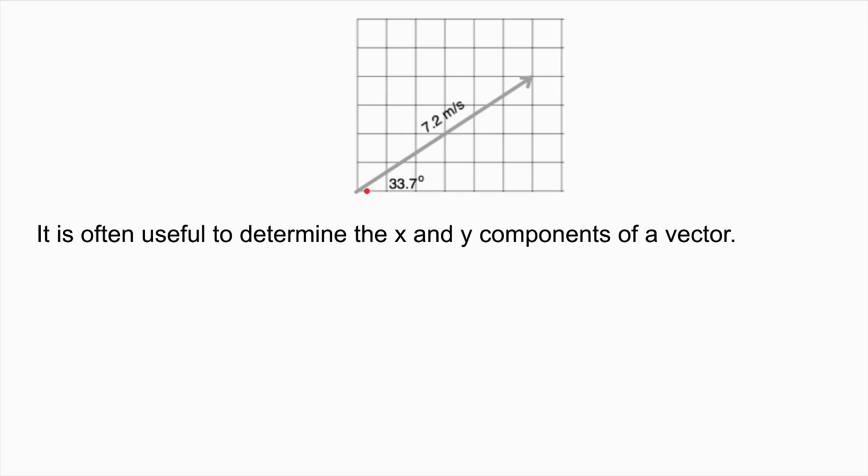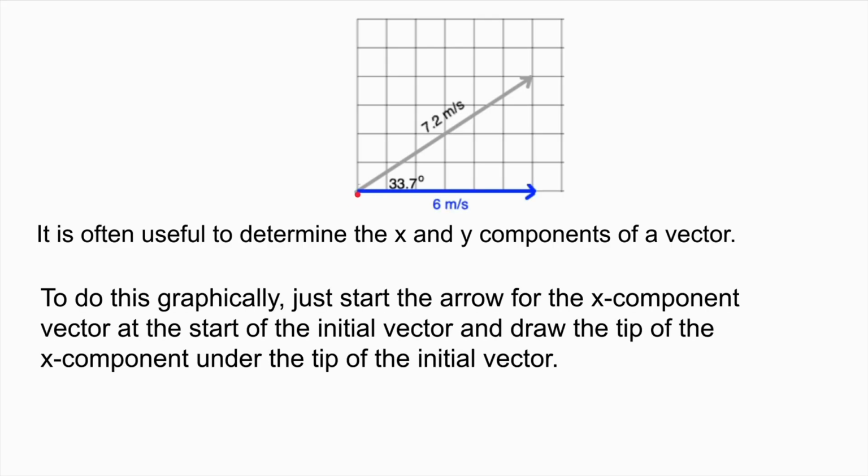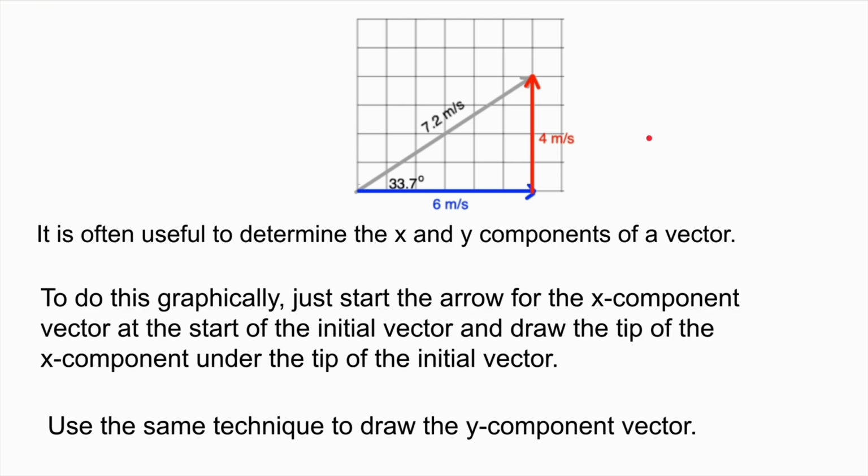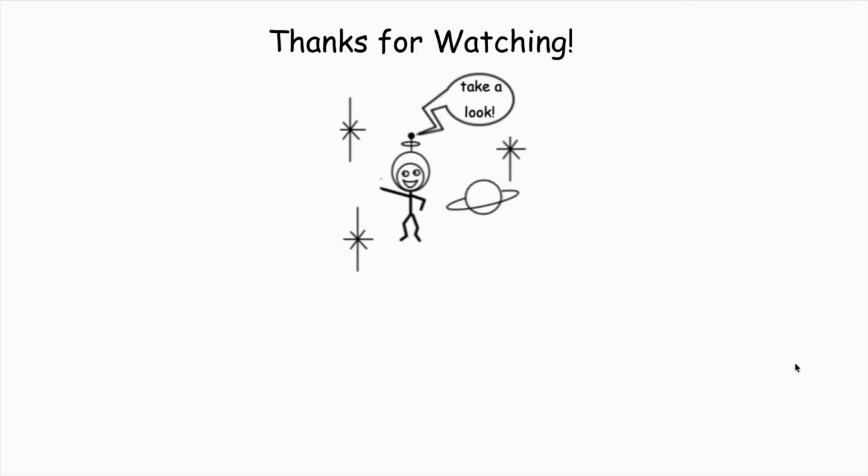So what I'm going to do then is I'm simply going to start where I start. I'm going to go over in the x direction until I've gone as far over in the x direction as that vector did, which turns out to be 6 meters. So 1, 2, 3, 4, 5, 6. And then to find my vertical component, I'm just going to go up. It's going to be 1, 2, 3, 4. So there's my vertical component. And so that's basically all you have to do to find your resultant vectors.